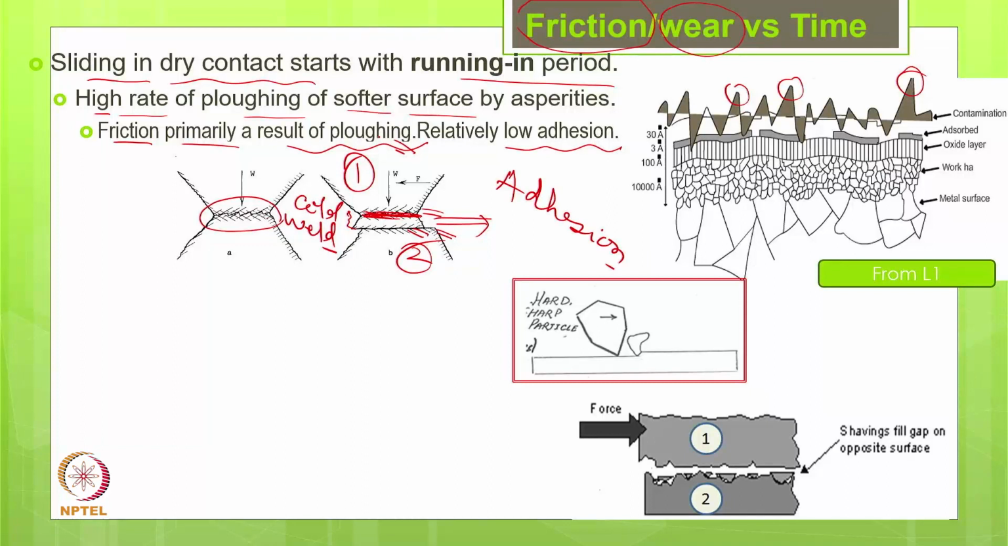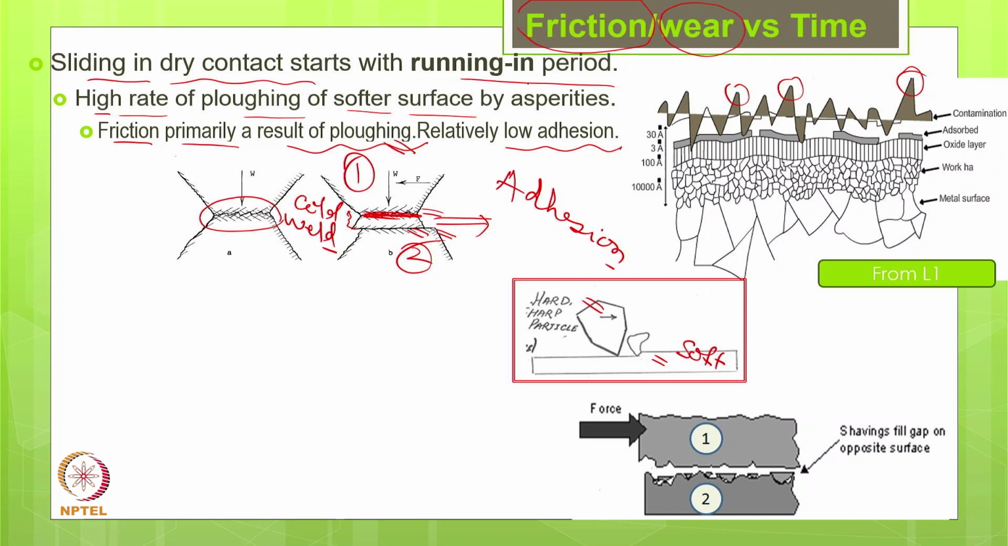However, as I mentioned, the plowing effect that has been demonstrated over here is something like harder asperities trying to dig out, trying to plow the softer surface. So in this situation, this is the softer surface, this is a harder asperity, and it has been shown that friction will be mainly because of this plowing effect.